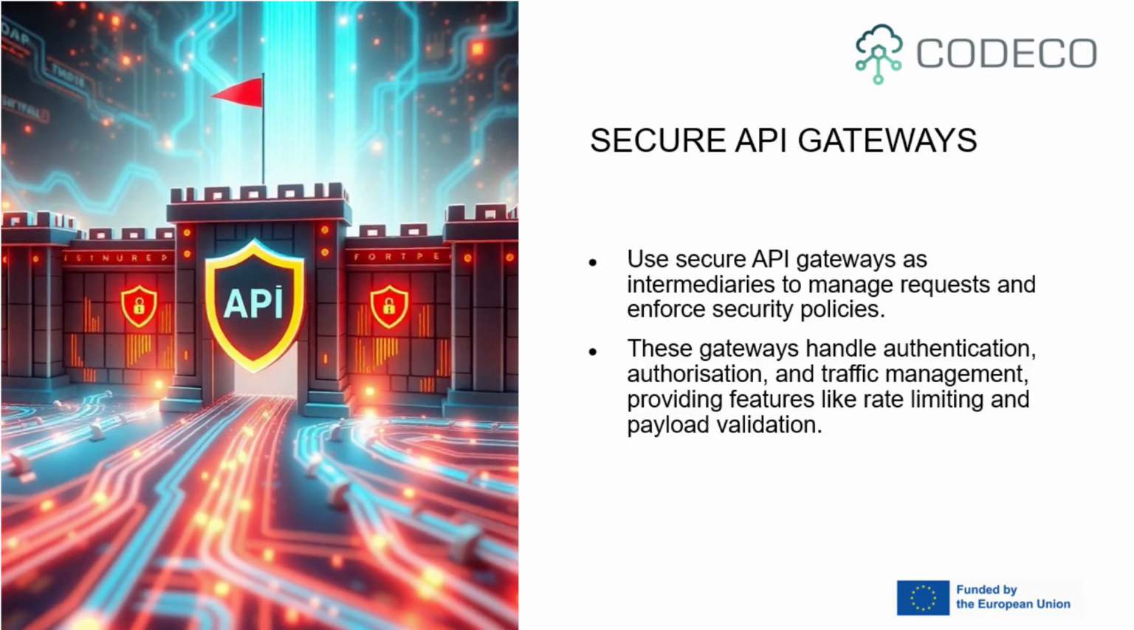Secure API gateways. API gateways act as intermediaries between microservices and edge nodes, handling requests and enforcing security policies. When deploying microservices at the edge, it is essential to use a secure API gateway that can handle authentication, authorization, and traffic management. API gateways can also provide additional security features like rate limiting, request throttling, and payload validation.